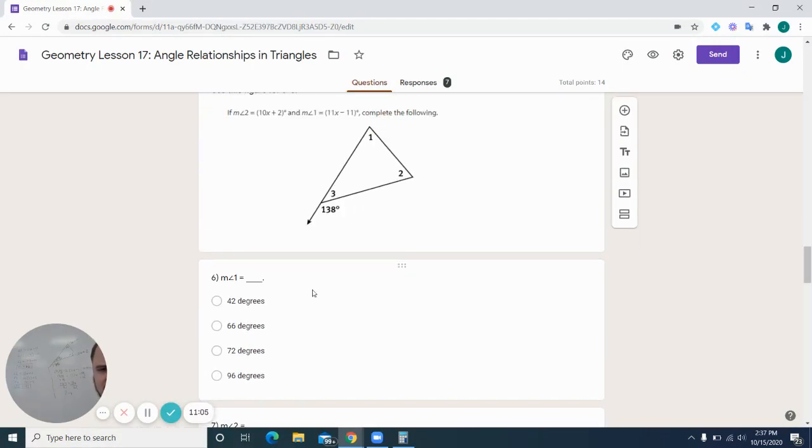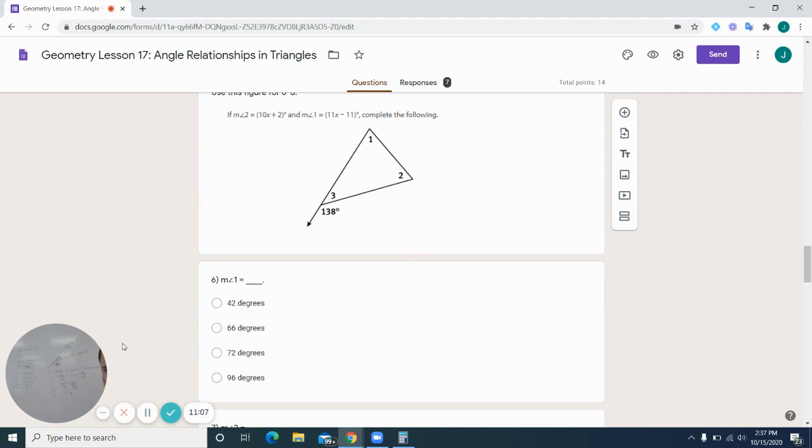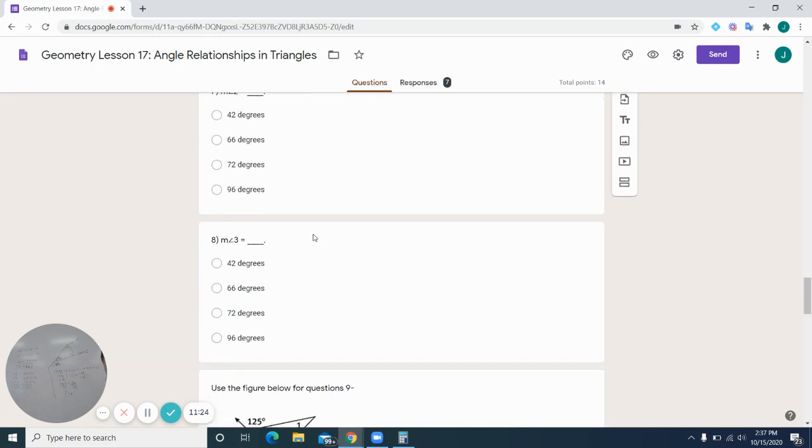And then last but not least, let's figure out angle 3. That's going to be the easiest to figure out. Angle 3, look right here. Angle 3 and angle 138, if you add them together, they have to be 180 because they're a straight line. So what's 180 minus 138? What's missing? That'd be 42. So lastly, angle 3 is 42 degrees.